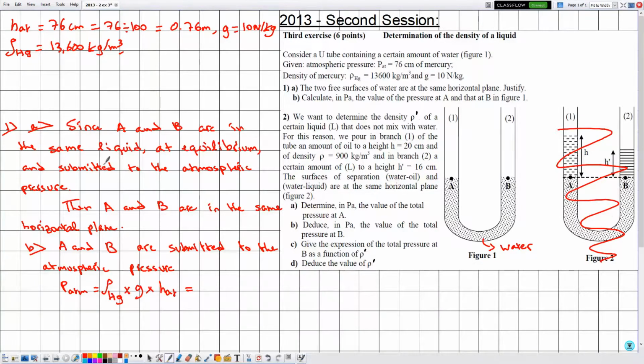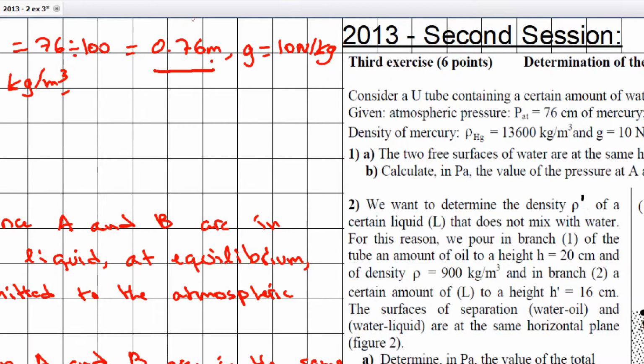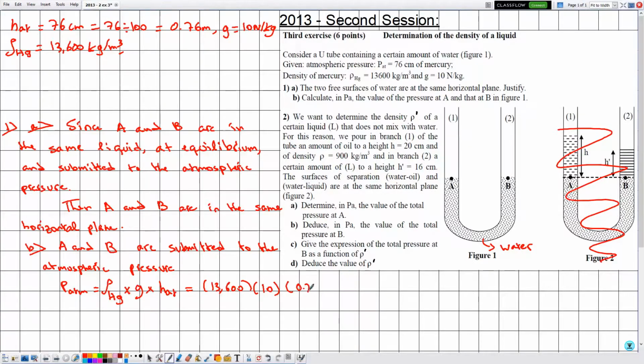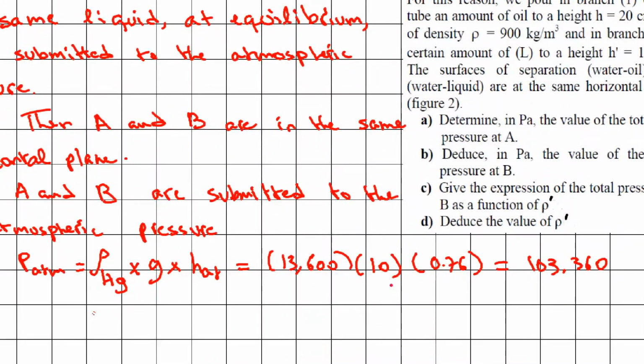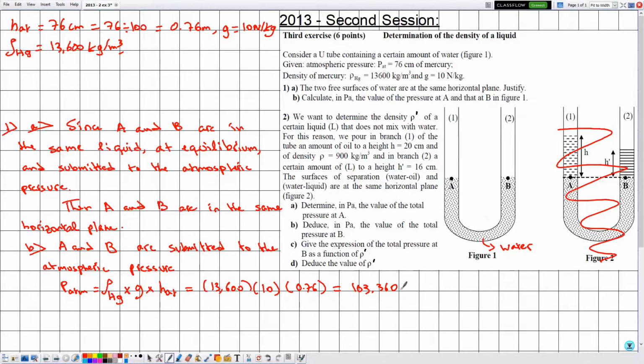Now the density of mercury is given by 13,600. In the SI, the value of G is given by 10. And the atmospheric height is given by 0.76 meter. Now plugging this on the calculator, the value of the atmospheric pressure is given by 103,360. Since everything is expressed in the SI, rho, G and H, the value of P atmosphere will be in the SI, which is given by Newton per meter square.